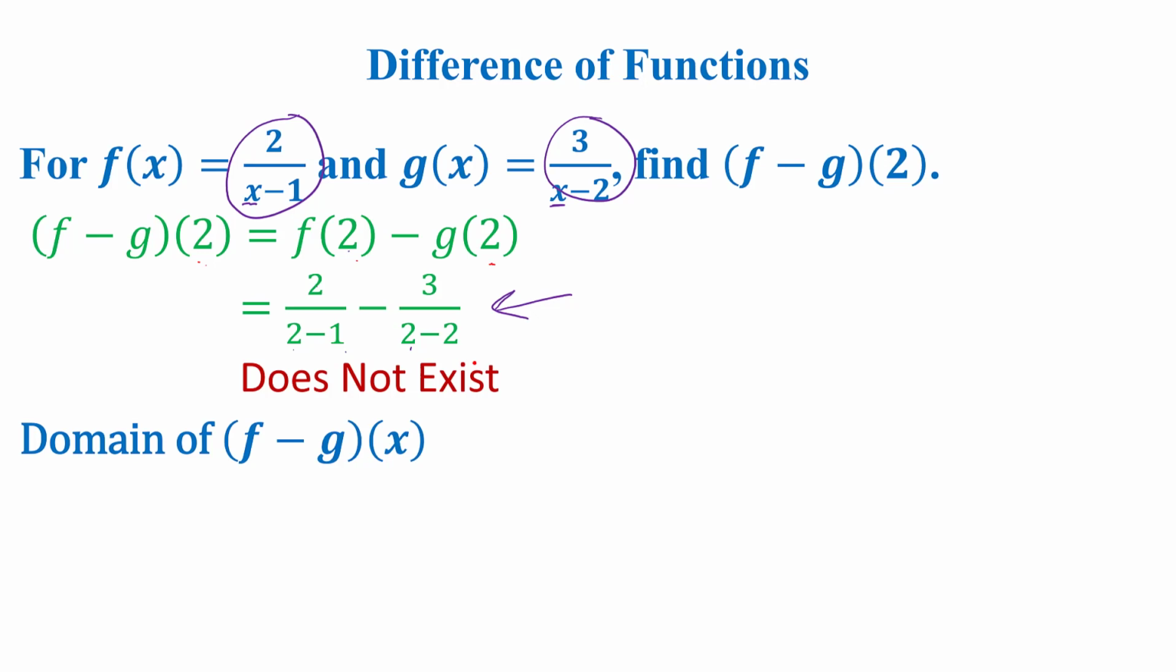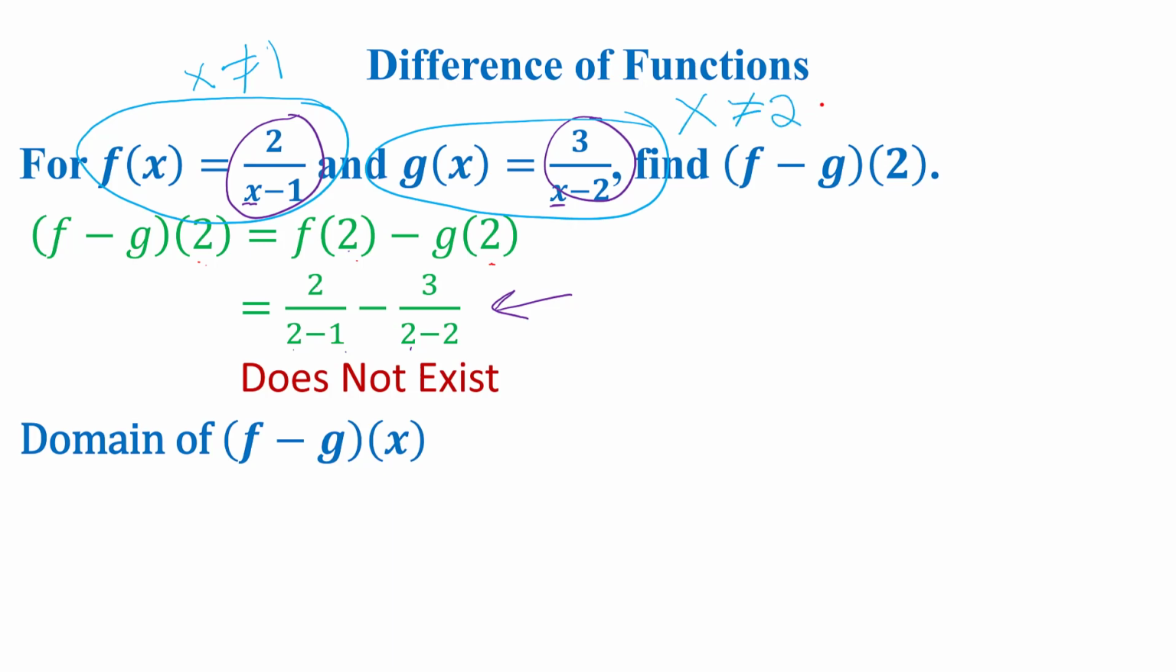But to find the domain of f minus g of x, we look at the domain of f. The domain of f is going to exclude 1 because putting a 1 into this function f of x would give us a denominator of 0. So we know that x cannot be equal to 1. Looking at g of x, we can see that x cannot be equal to 2. We kind of already knew that, right? Well, the domain of f minus g of x excludes any values that are excluded from the domain of f or the domain of g, so it's going to exclude both 1 and 2, resulting in a domain of negative infinity to 1, union 1 to 2, union 2 to infinity.